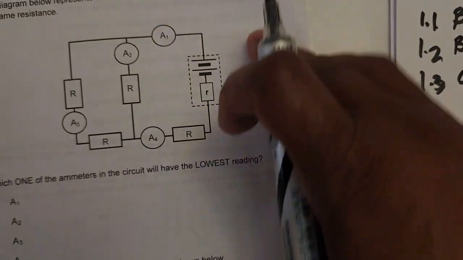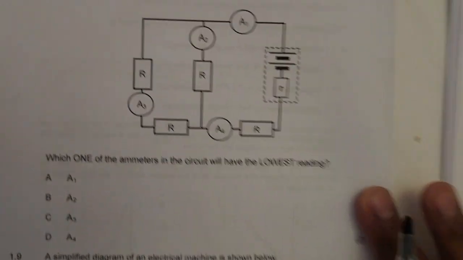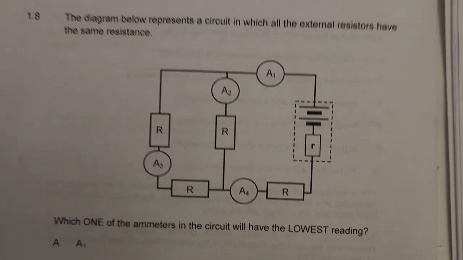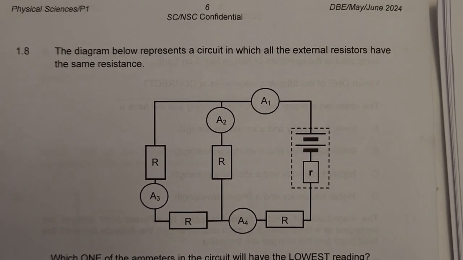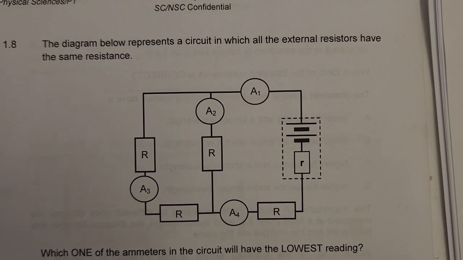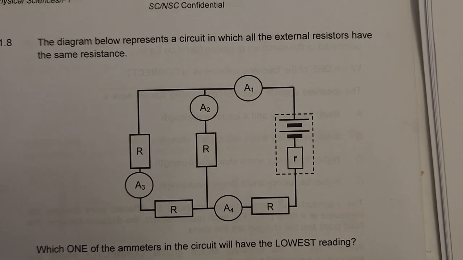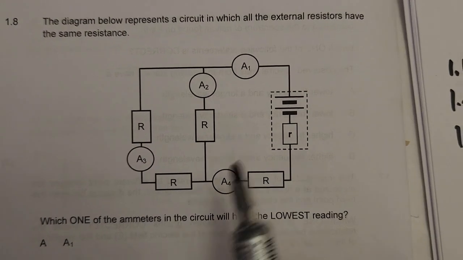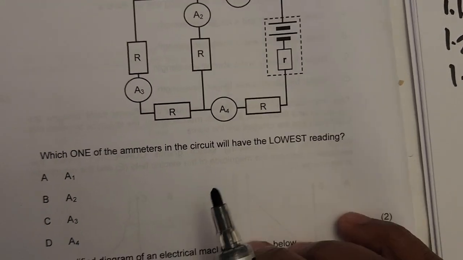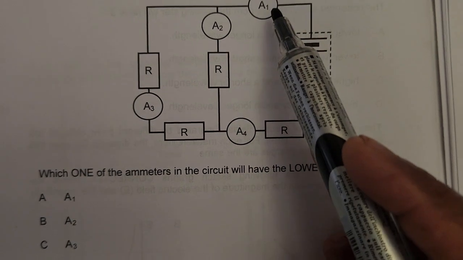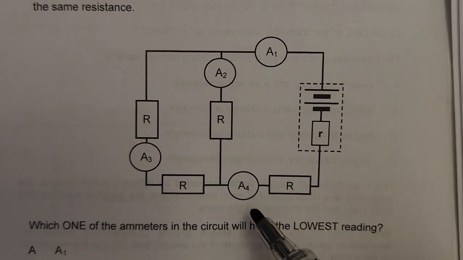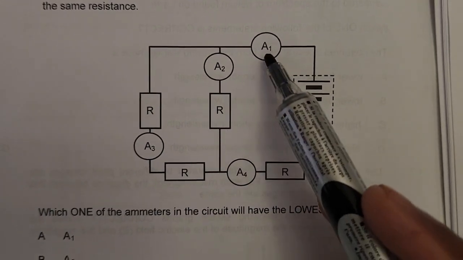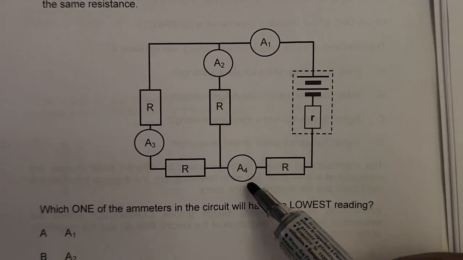Now, let's go to electric circuits. Again, they say here, the diagram below represents the circuit in which the external resistors have the same resistance. Now all external resistors are the same. You can see what is given here. You can see that A1 and A4 are equal, whereas A2 plus A3 give you A1 or A4.